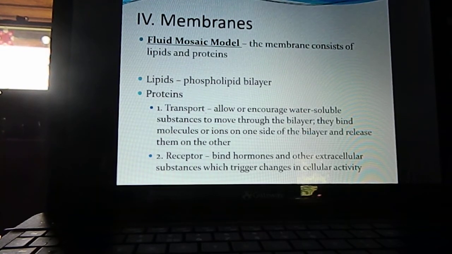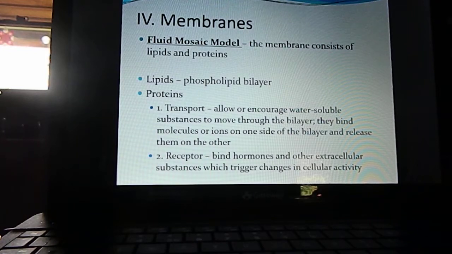These allow for these water-soluble substances to move through and out of the bilayer, and so they won't work unless that transport protein is there. Those particular molecules won't be able to get into and out of the cell without these transport proteins.